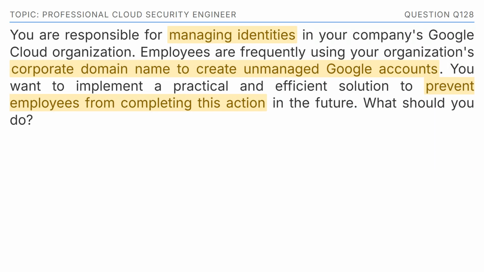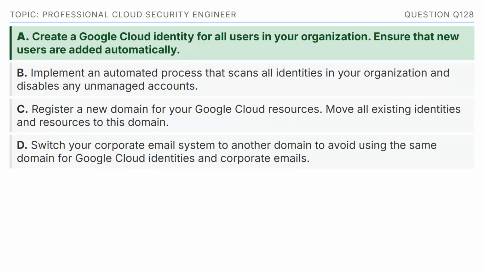To arrive at the correct answer, we focus on the keywords: managing identities, corporate domain name to create unmanaged Google accounts, prevent employees from completing this action. The correct answer is option A, create a Google Cloud identity for all users in your organization. Ensure that new users are added automatically.